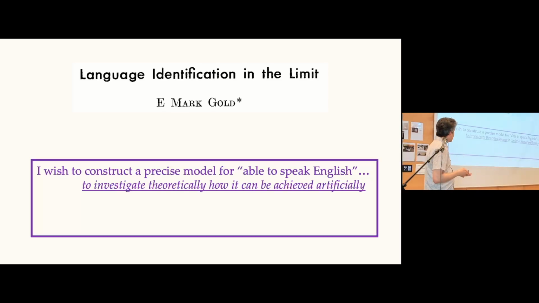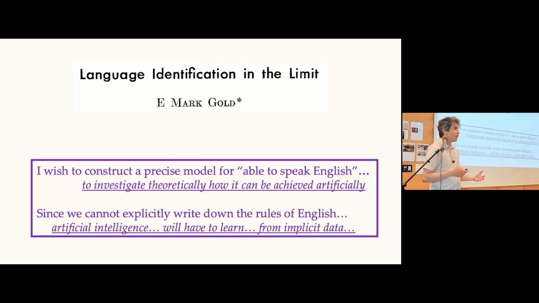So Mark Gold was interested in trying to understand what it means to be able to speak English, to investigate theoretically how this could be achieved artificially by a computer program. Again, these are just sentences from his introduction. And he said, well, since we cannot write down explicitly the rules of English, any method to acquire language must somehow learn the rules implicitly from data. So this was his motivation, and he was thinking about a baby trying to pick up language from all of the inputs that the baby has, which is strings of valid sentences in English presented to the baby over time.